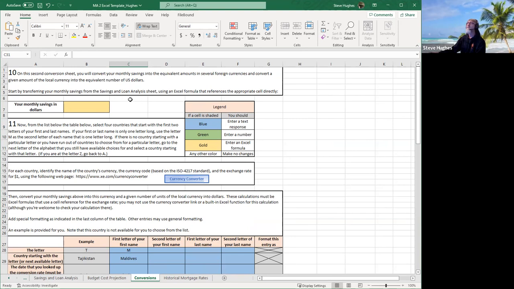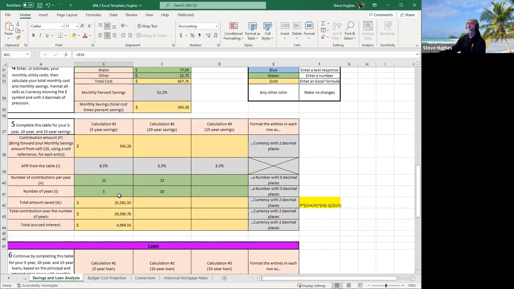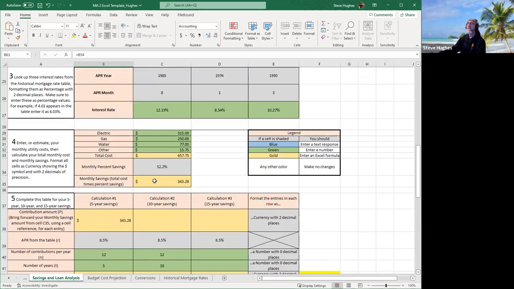Okay. Let's go look over here. Where was my monthly savings? Oh, there it is right there, right? My monthly savings.